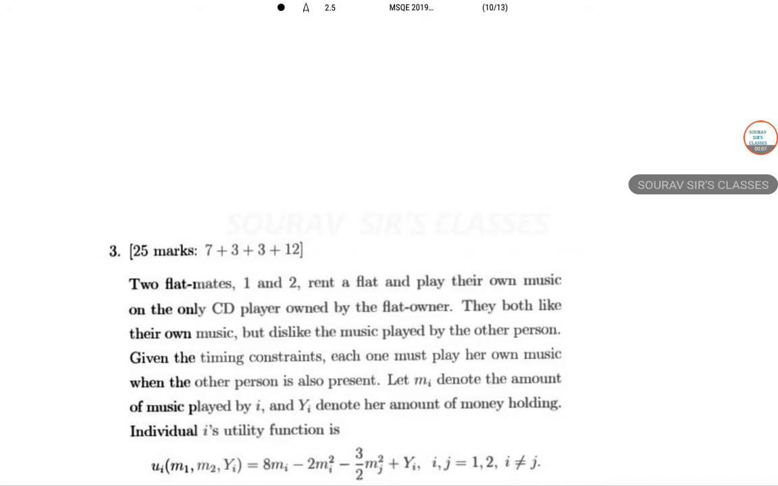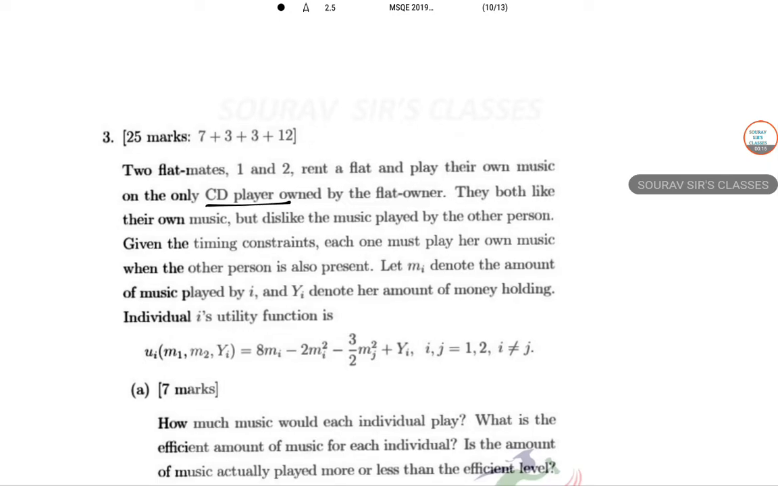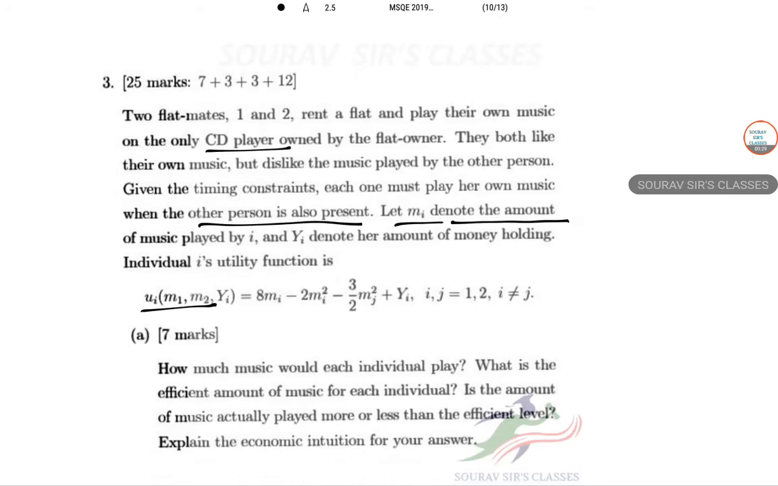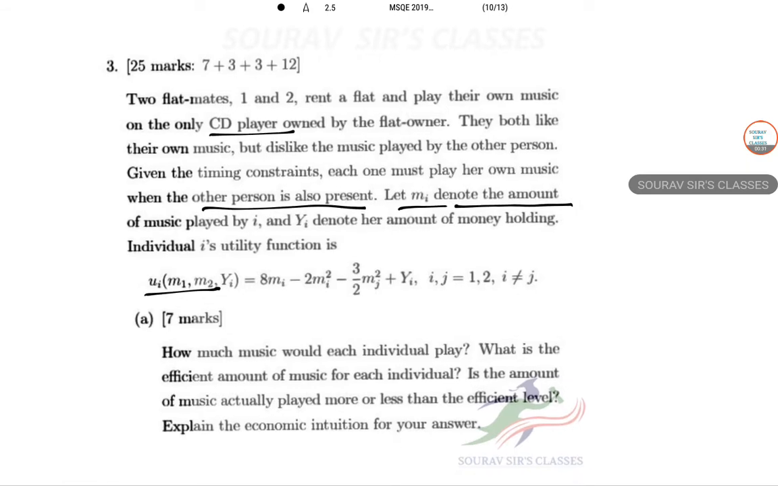Two flatmates, 1 and 2, rent a flat and play their own music on the CD player owned by the flat owner. They both like their own music but dislike the music played by the other. Given the timing constraint, each must play their music when the other person is also present. Let Mi denote the amount of music played, so the utility function is this.